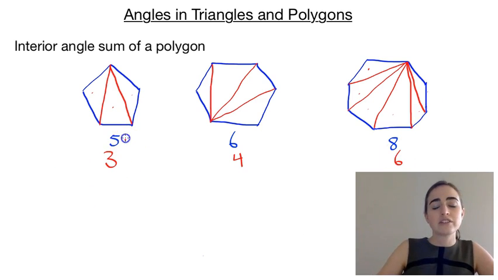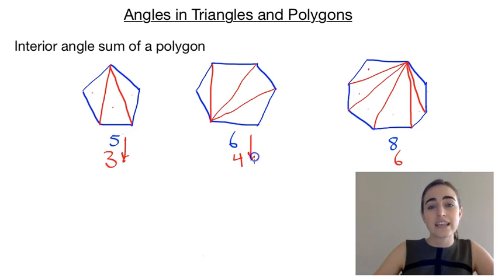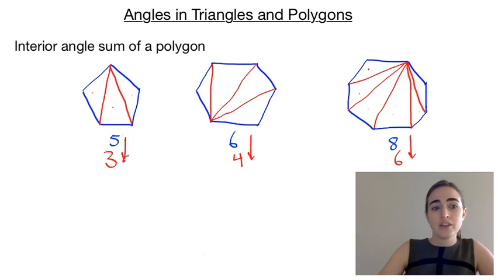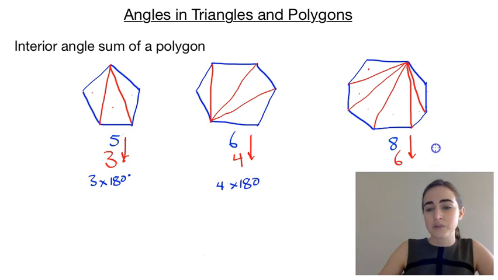So if you have a look at the relationship between the number of sides and the number of triangles the shape gets broken into, hopefully you can see that the number of triangles is always 2 less than the number of sides. So if we wanted to figure out the interior angle sum of this one, we'd go 3 times 180, because there's 3 triangles and each triangle is 180. For this one, we'd go 4 times 180, and this last one would have 6 times 180.